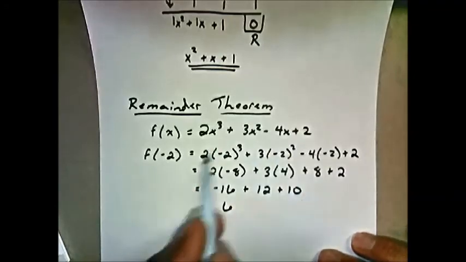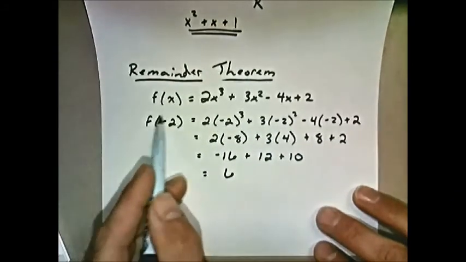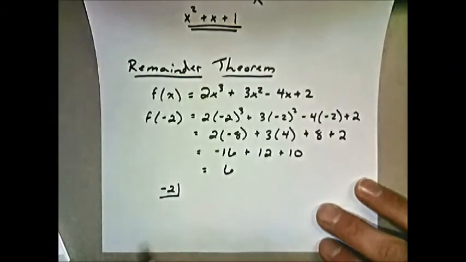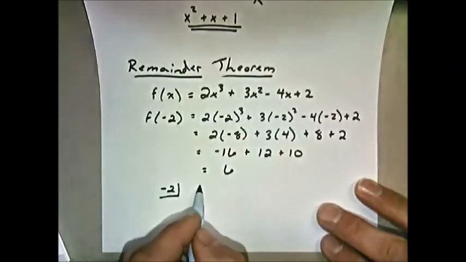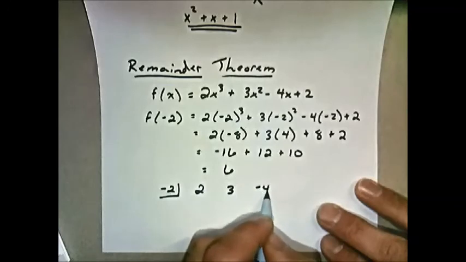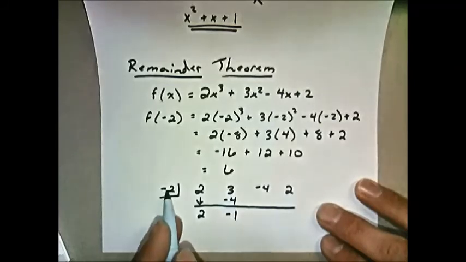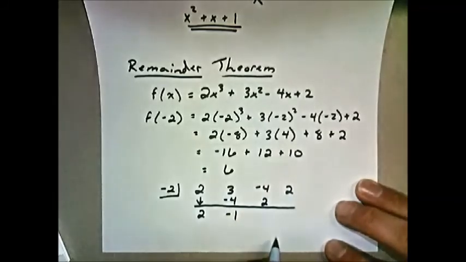Now, instead of doing all of this work, what we can do is take this value that we're looking for, negative 2, place it in our box, and bring down each of our coefficients, 2, 3, negative 4, and 2. Using our synthetic division, we bring down our 2. 2 times negative 2 gives us negative 4. 3 and negative 4 gives us negative 1. Negative 2 times negative 1 is 2. Negative 4 plus 2, negative 2. Negative 2 times negative 2 gives us 4. 2 plus 4 is 6.